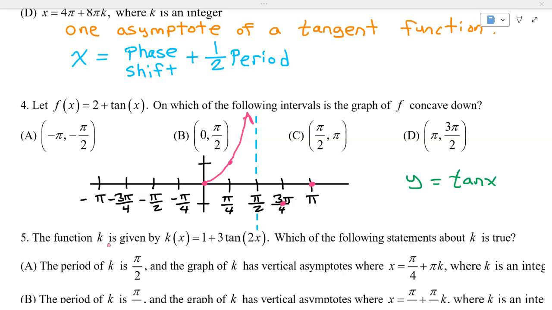The graph must continue to be increasing as we get back to the midline. So the rest of this period is going to look like this. So this is one period of the tangent function. I'm just going to sort of duplicate this on the left-hand side.